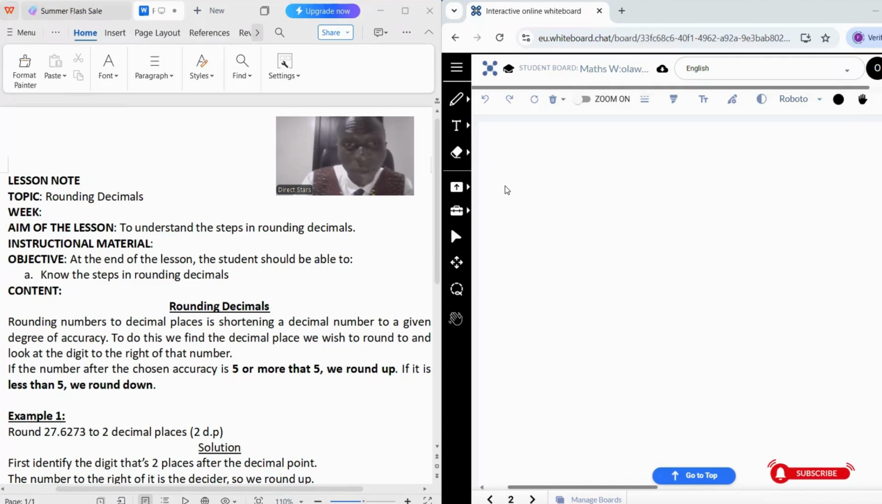In our mathematics class today, we're looking at rounding decimals. And the aim of the lesson is to understand the steps in rounding decimals. At the end of the lesson, you will know the steps in rounding decimals.